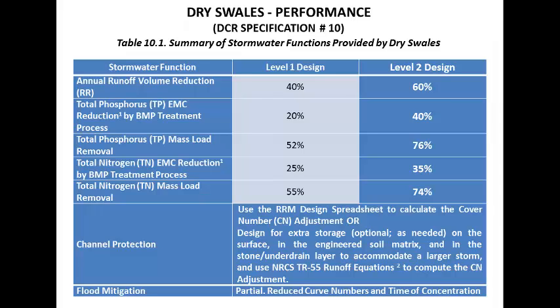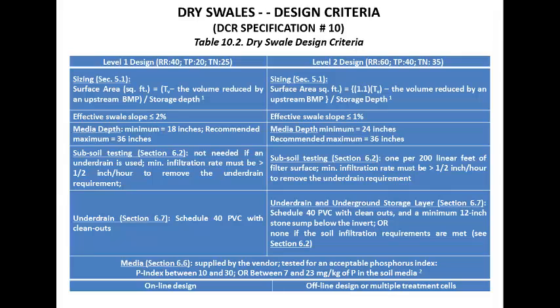The maximum contributing drainage area to a dry swale should be 5 acres, but preferably less. The bottom of the dry swale should be at least 2 feet above the seasonally high groundwater table. Table 10.2 gives the dry swale design criteria.